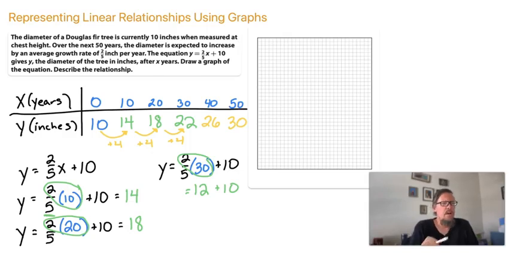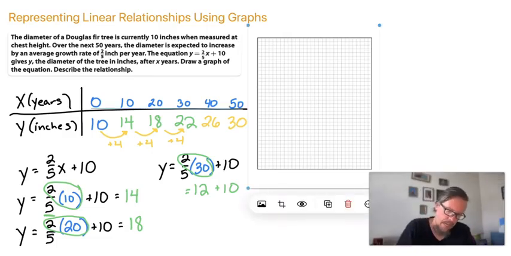Okay, great. So our x is going from 0 to 50. So we need to make sure we label our x-axis from 0 to 50. And our y is going from 10 to 30, but we're going to start at 0, just so we've got that origin there in our graph. So our y needs to go from at least 0 to 30. Okay, so let's go to our graph here.